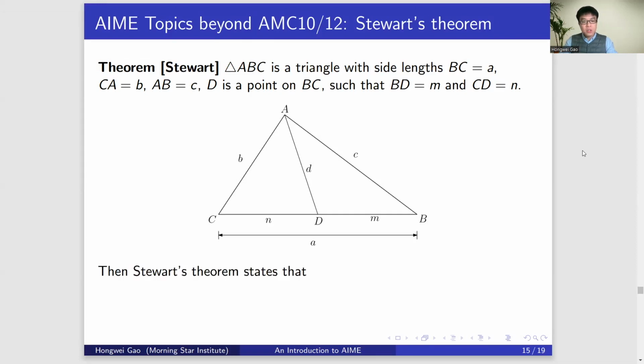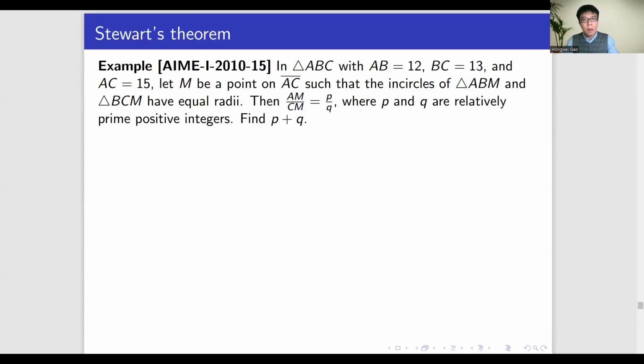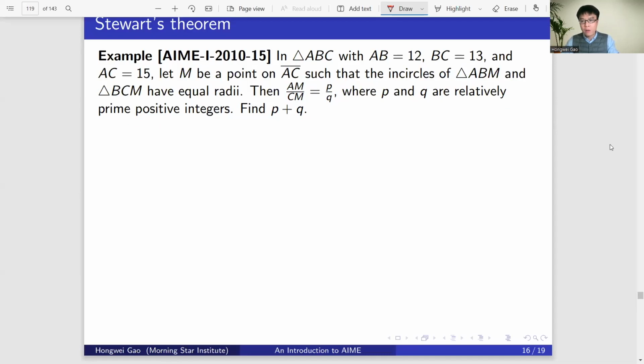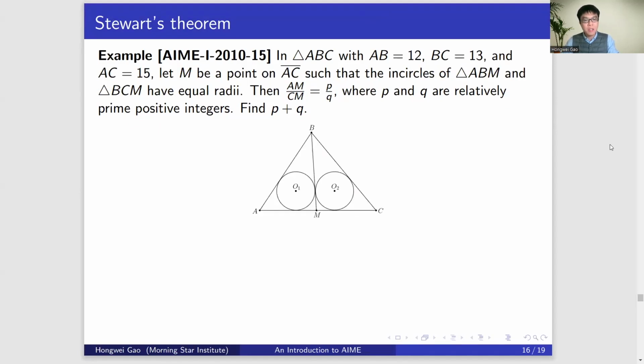Stewart's theorem states that B squared times M plus C squared times N equals D squared times A plus A times M times N. Now let me share an AIME question where we can use Stewart's theorem. It's from AIME 2010. In triangle ABC with AB equals 12, BC equals 13, and AC equals 15.